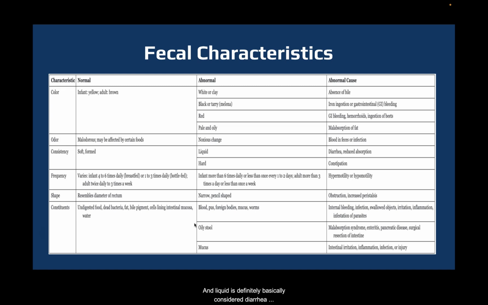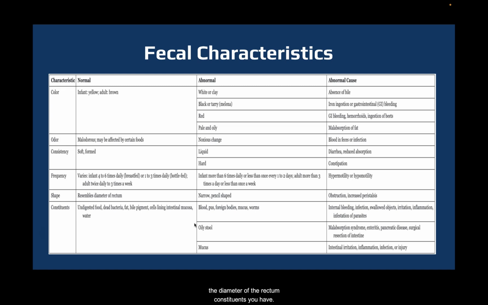Liquid is basically considered diarrhea, and that occurs due to reduced absorption. Or it can be very hard, and that could be caused by constipation. Frequency: for infants, it's a lot more, of course, 4 to 6 times a day if they're breastfed, or 1 to 3 times a day if they're bottle fed. And for adults, it's twice a day to 3 times a week. It's extremely important for us to know the baseline of our patients.